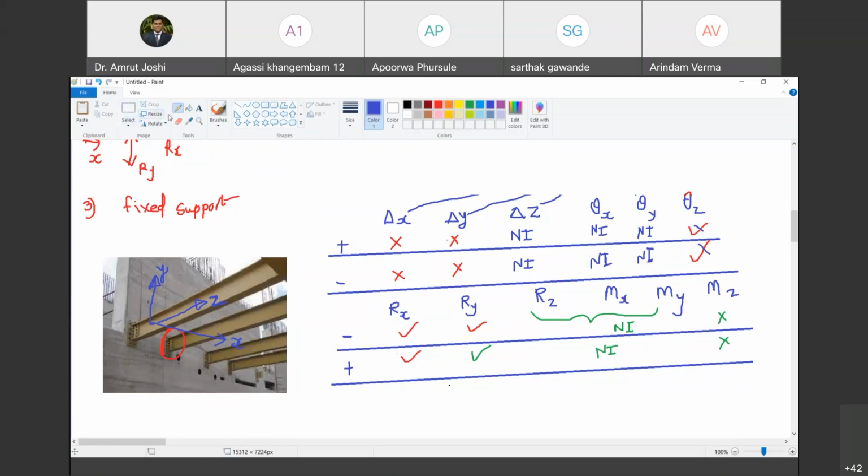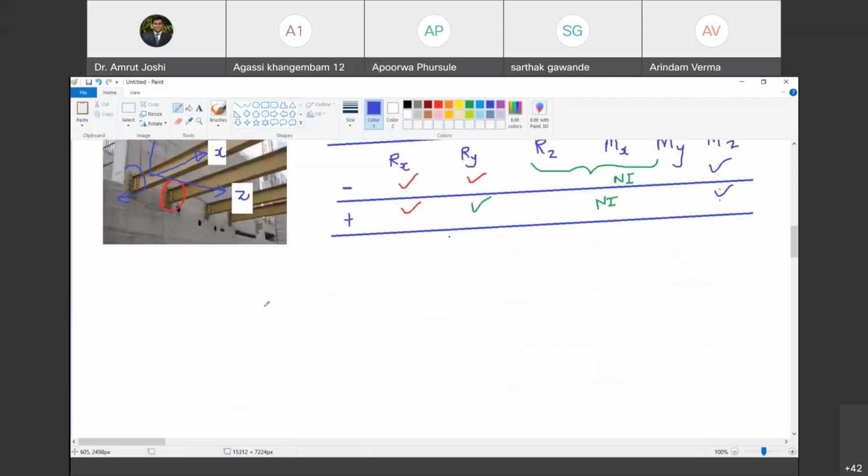Okay. I should have called this z. This is z and this is x. Are you with me? Yes, sir. So rotation about z axis is also not possible. You try rotating this member like this, it is not possible because of this arrangement here. So therefore, this support will be able to offer moment reaction as well about positive and negative z axis. Happy? Yes, sir. Okay. How do we denote this support?